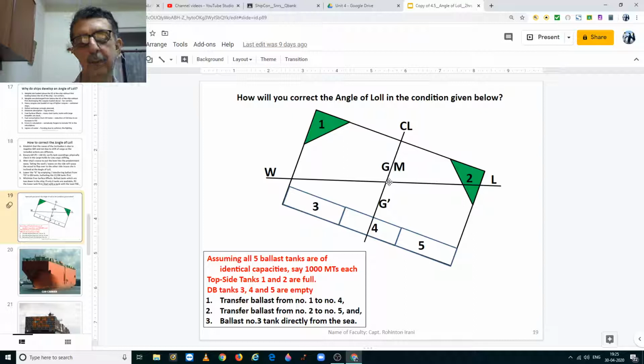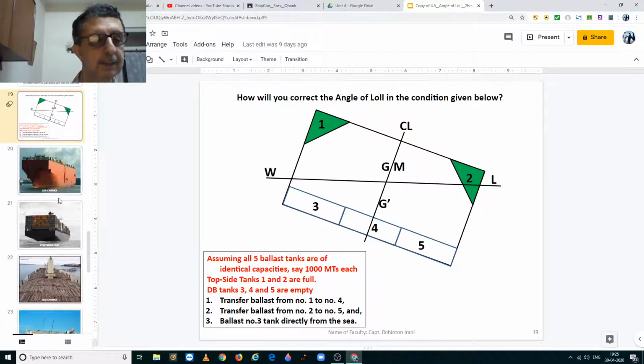Now, what do we have? Number 1 is empty, number 2 is empty, number 4 is full, and number 5 is full. What remains is number 3. You fill up number 3 from the sea, and the center of gravity, which was slightly off to the starboard side, now comes back to the center line, and the ship returns to her upright condition and without an angle of loll. She now has positive GM and she is correct.